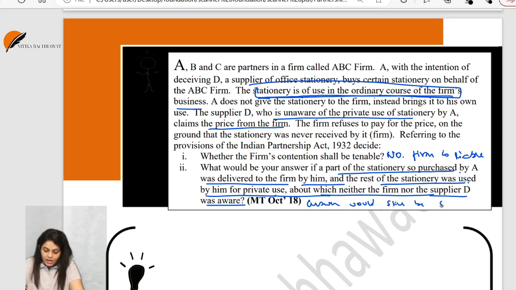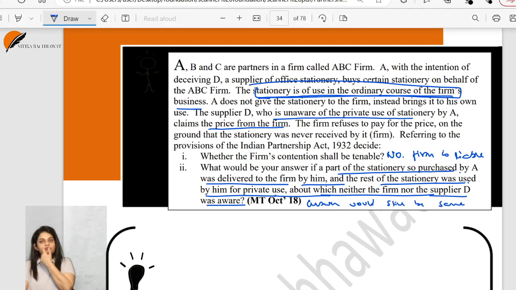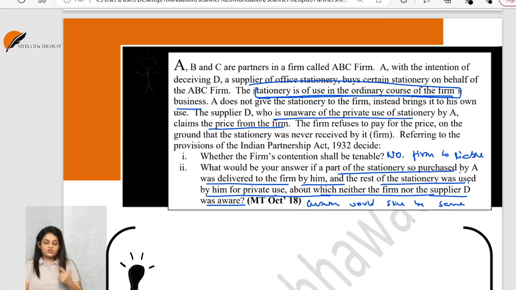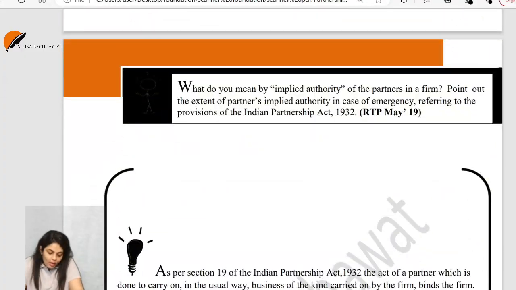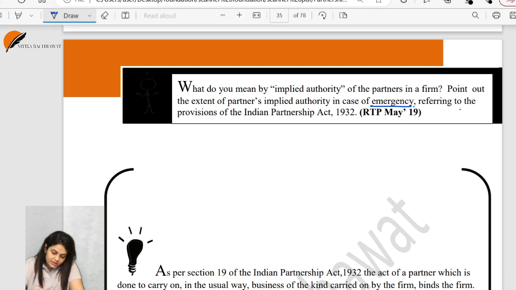He uses half the stationery, he uses full stationery, he uses no stationery. Doesn't make a difference. In the end, the firm is liable. What do you mean by implied authority? Point out the extent of partner's implied authority in case of emergency.